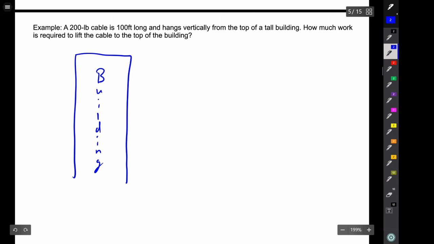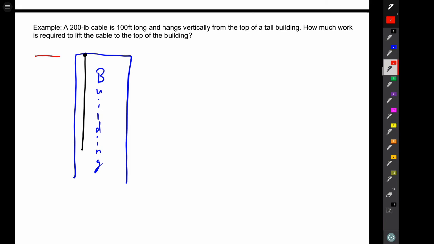All right, whatever. Here's our building. And our cable, right? Let's say our cable is hanging from here down, 100 feet. So what we want to do is we can still figure out what's going on here. Since we're trying to pull the cable all the way up here, I'm going to call this 0. And then down here at the bottom of the cable, that's 100, right?